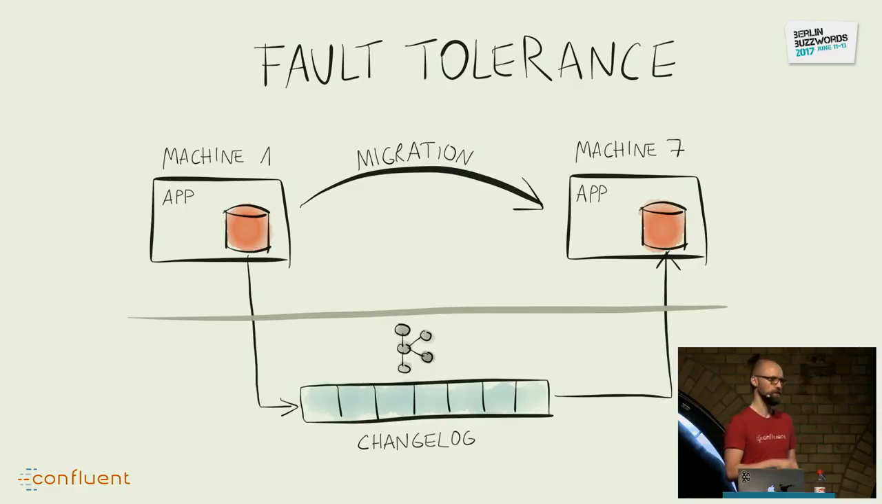Let's start with fault tolerance. Imagine you have an application that does stuff like word count. It remembers things that it has seen in the past, and then it needs to do something. If this machine fails, we want to make sure that we can migrate this work to a running machine. How do we do that? Well, the easy part is transferring the code logic, like your jar file.